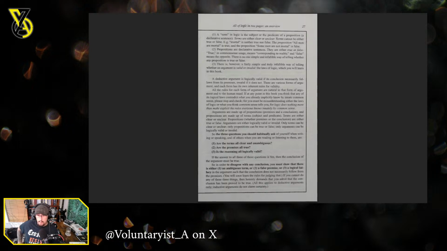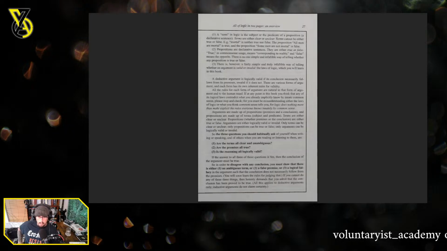Arguments are made up of propositions, premises and a conclusion, and propositions are made up of terms, subject and predicate. Terms are either clear or unclear. Propositions, whether premises or the conclusion, are either true or false. Arguments are either logically valid or invalid.